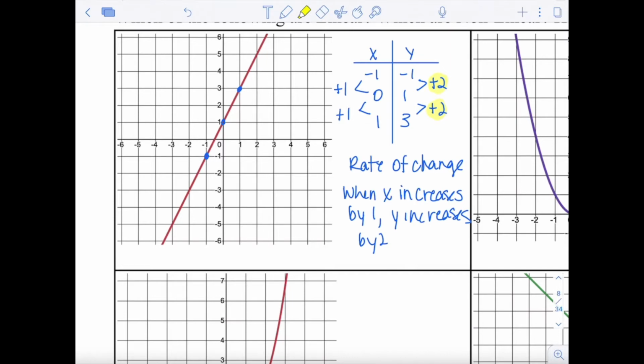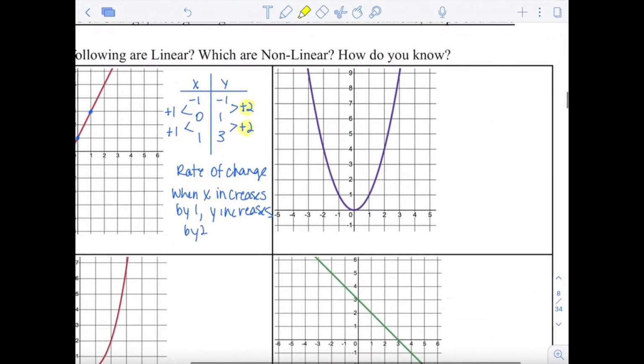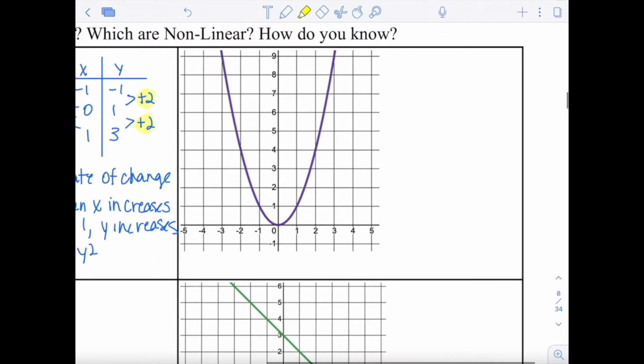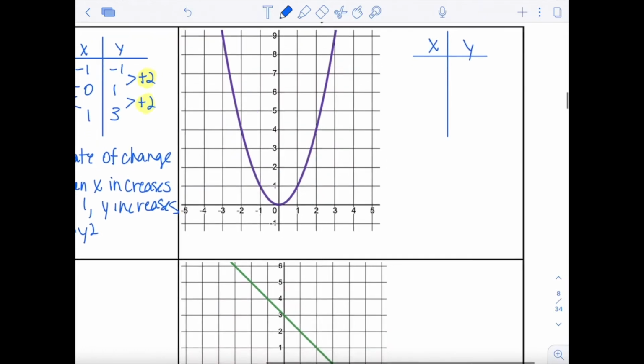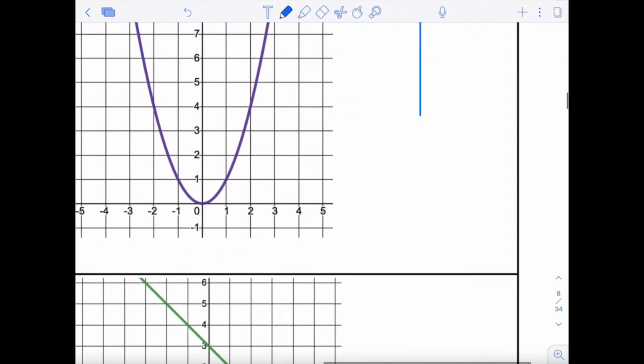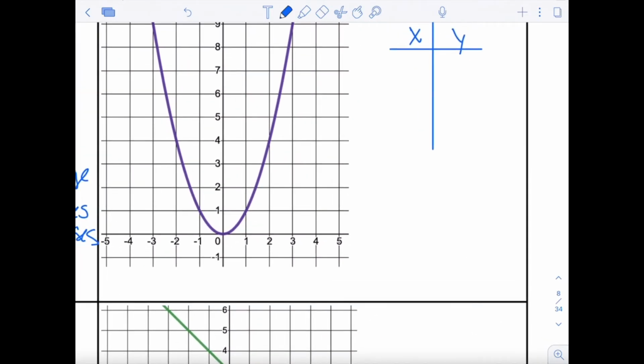pattern in Y. So now let's look at something that is pretty obviously not a line because it isn't straight, it has a curve. Now we're going to look at what happens when I create a table. One of the things I have to make sure of in this table is that there is a pattern in X. So for example, I might take X equals -2, -1, 0, 1, and 2, because that creates a +1 pattern in my X values. Now I want to look at the Y values.